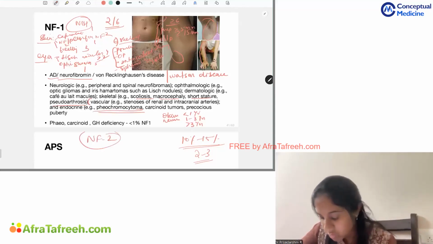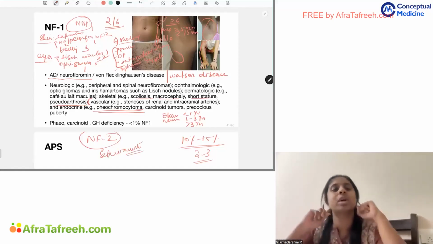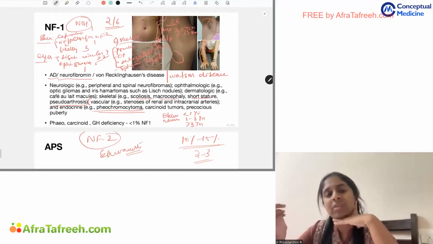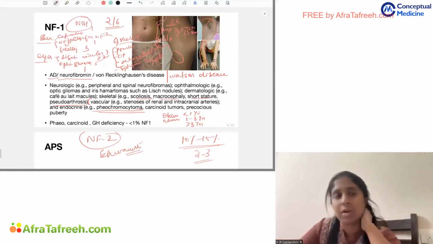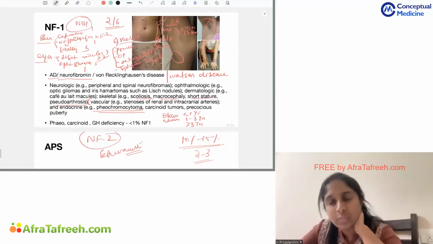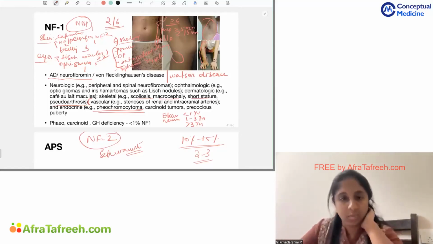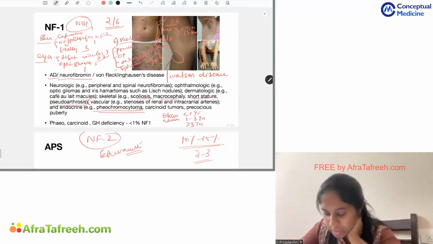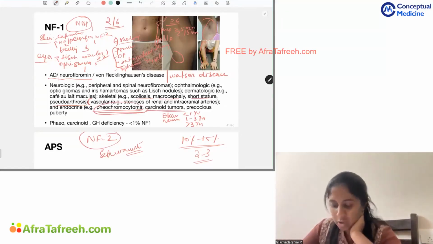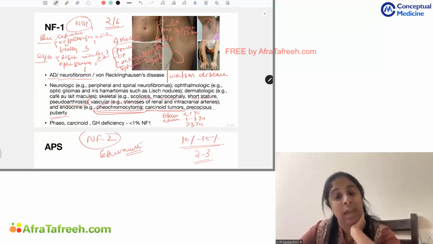Neurofibromatosis type 2 is otherwise called schwannomatosis. So usually they'll have bilateral vestibular schwannomas or unilateral vestibular schwannoma with other nerve sheath tumors, but they will never have endocrine manifestation. So NF2 is not going to come under MEN. Only NF1 is seen under MEN, and the manifestations would be pheochromocytoma and carcinoid syndrome. And sometimes precocious puberty can also be seen.